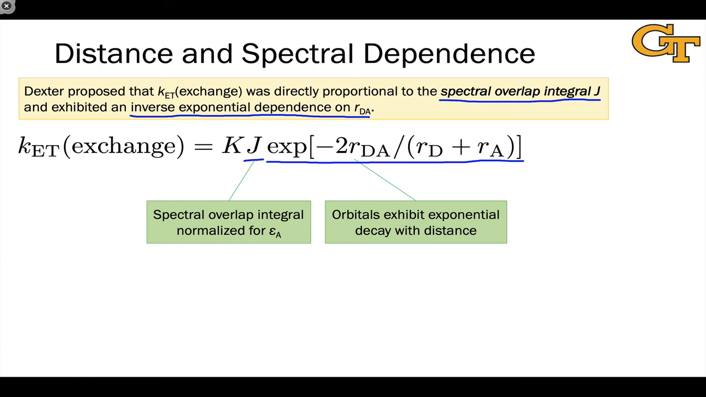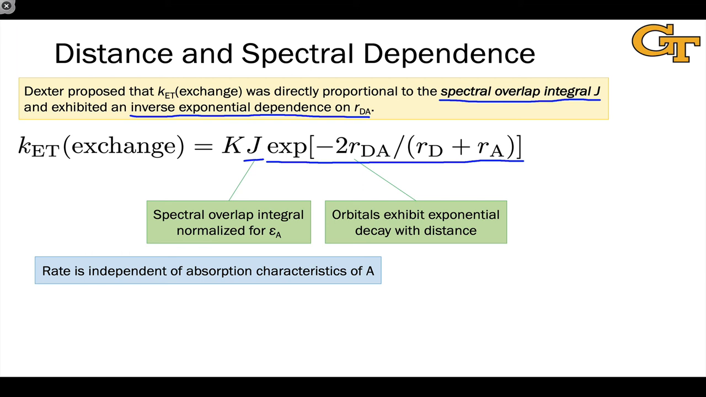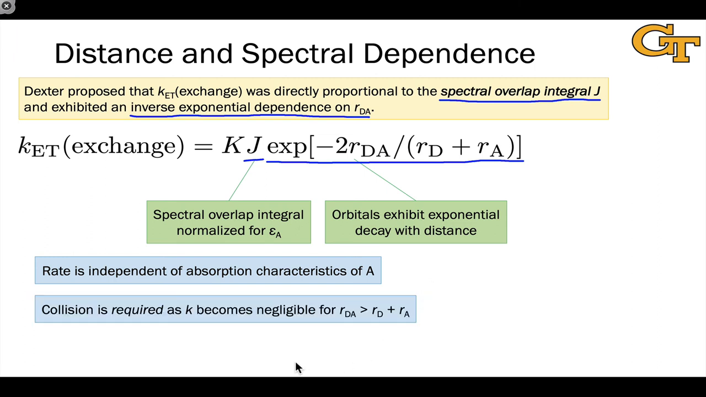A couple of important implications of this. The rate is independent of the absorption characteristics of A. This comes from the fact that this spectral overlap integral is normalized for the absorption coefficient of the acceptor. Qualitatively, the acceptor does not actually absorb a photon or absorb radiation, and so the extent to which it absorbs at the energy of interest is irrelevant to the electron exchange process, provided thermodynamically it's able to accept the electron. Collision is required, and it becomes negligible when the distance between D and A is greater basically than the van der Waals radii of the donor and acceptor molecules.